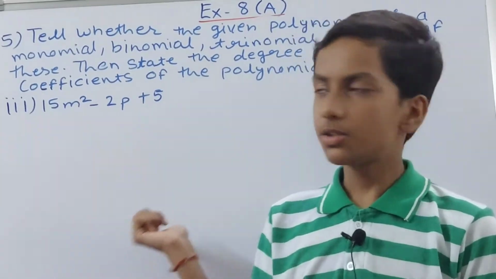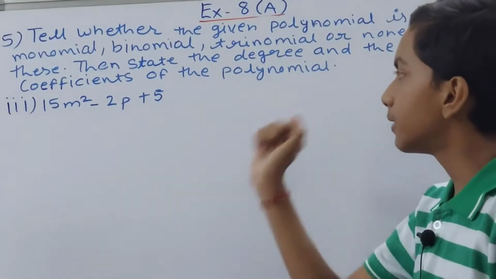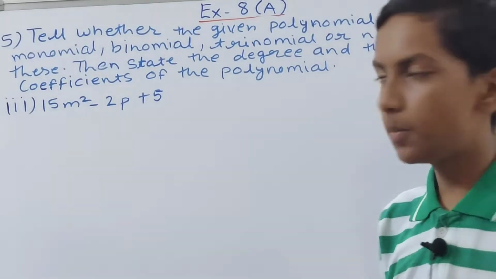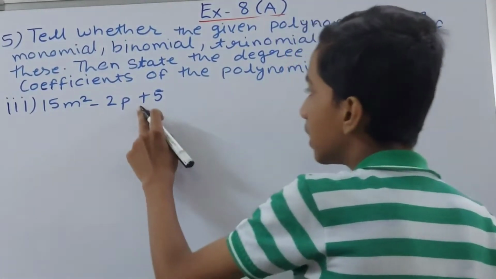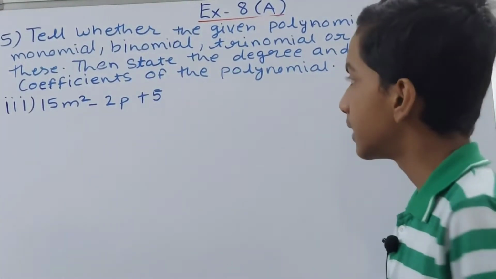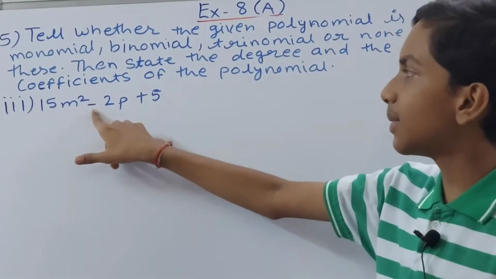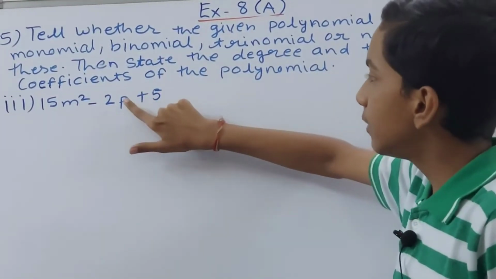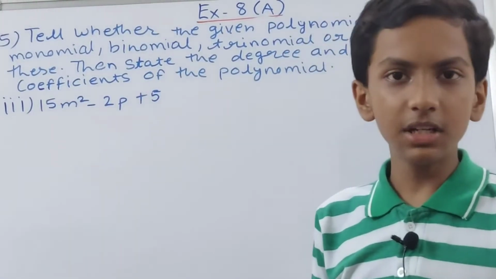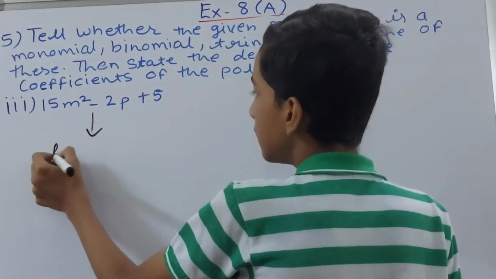Now on to the next part. So this one is 15m square minus 2p plus 5. You can see in this also 3 terms are there. How am I telling that? Because there is a minus sign here, a plus sign here. So you can see the different terms are getting separated. First, 15m square is separated from 2p with this minus sign, and then 2p and 5 are separated with the plus sign. So in total, how many terms are separated from each other? 3. You can even count that down. So 3 is a trinomial.